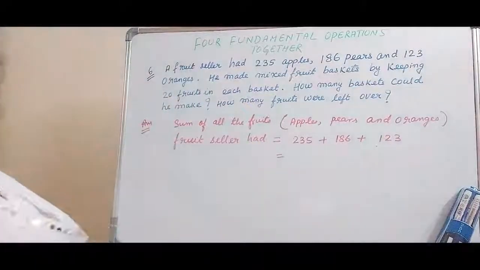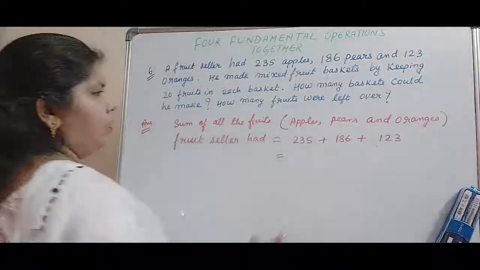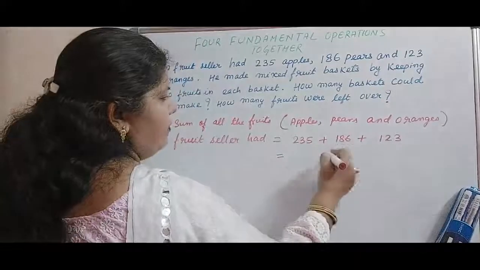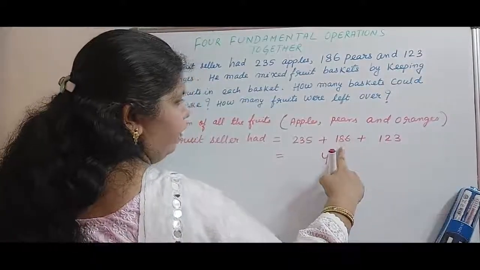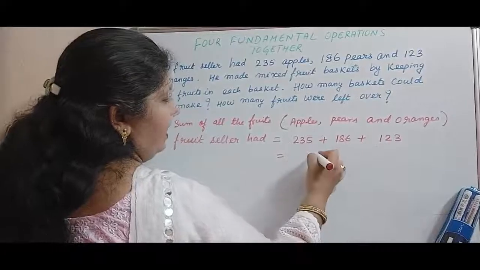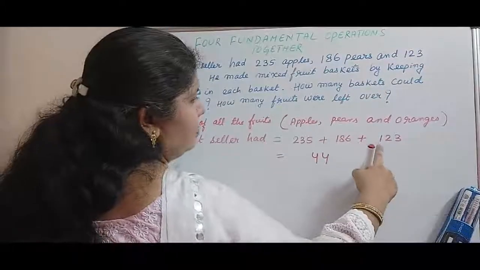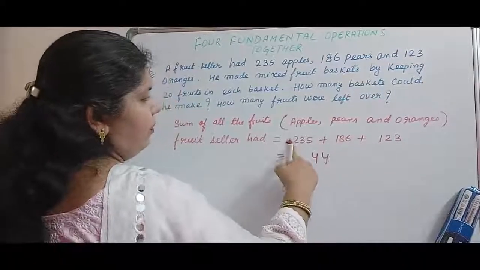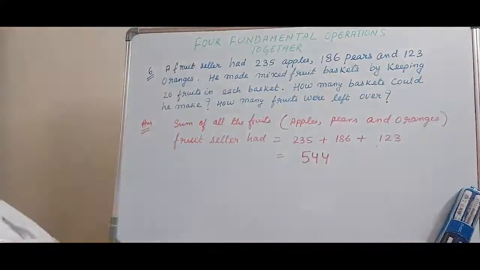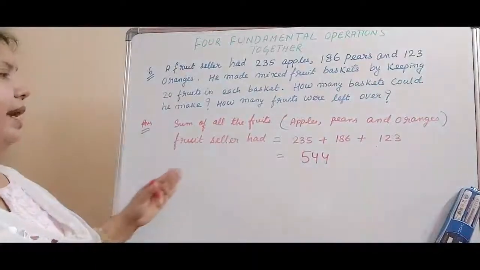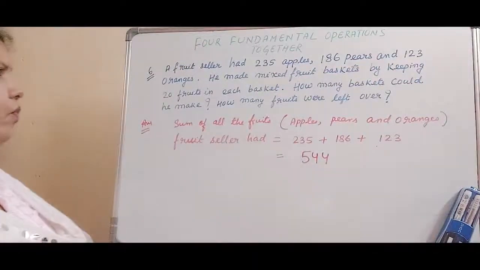Okay, so let us do the addition first. 3 plus 6 9, 9 plus 5 14, carry 1, 1 plus 2 3, 3 plus 8 11, 11 plus 3 14, 4 carry 1, 1 plus 1 2, 2 plus 1 3, 3 plus 2 5. So total number of fruits the fruit seller had are 544.